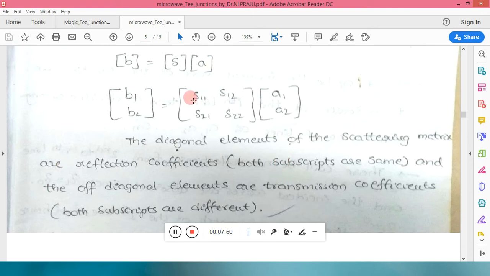These diagonal elements of the scattering matrix are reflection coefficients, means this one and this one, these two are diagonal elements. Here both subscripts are the same. And the off-diagonal elements, these two, have subscripts that are different. This is S12 and S21. These are transmission coefficients.